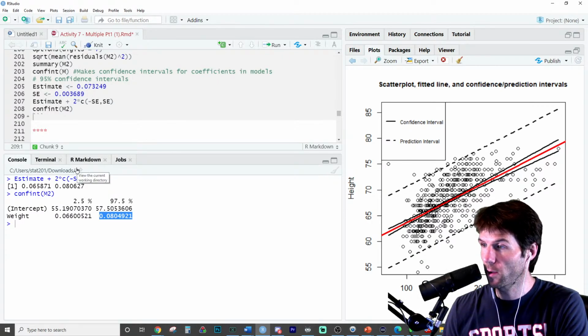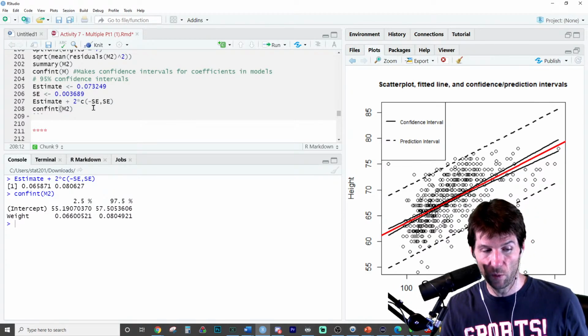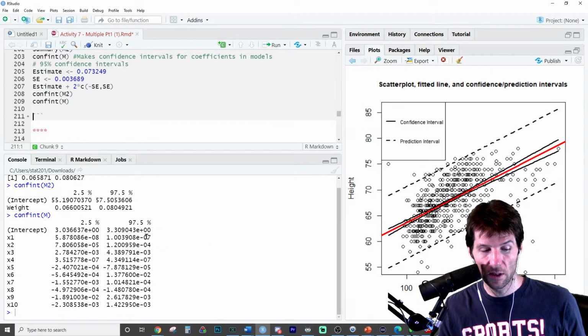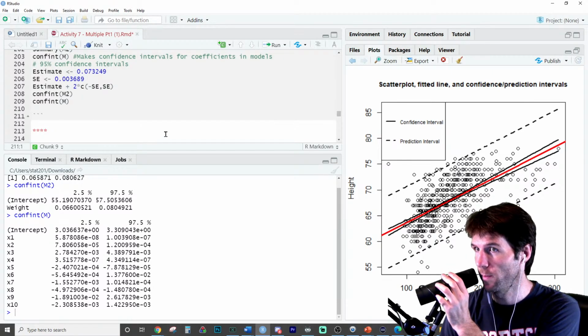This is what it's doing in the background for you by going plus or minus 2, but it's doing it for a lot more than just 1 now. It now gives you a confidence interval for every single coefficient in the model. So these are 95% confidence intervals to estimate the true coefficient of all the coefficients in the model.